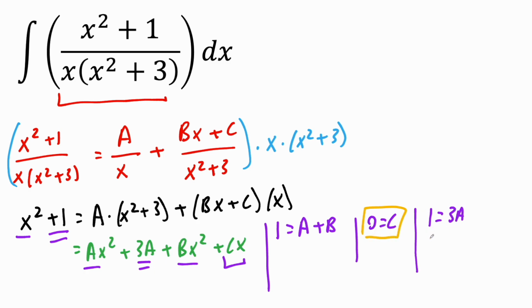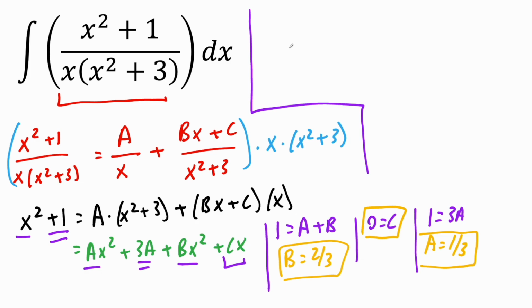Divide by 3, divide by 3. So A is equal to 1/3. And once we know A, it's easy to get B. So 1 is equal to 1/3 plus B. So B is equal to 2/3. Now I'm going to rewrite, and then we'll take it to another page.